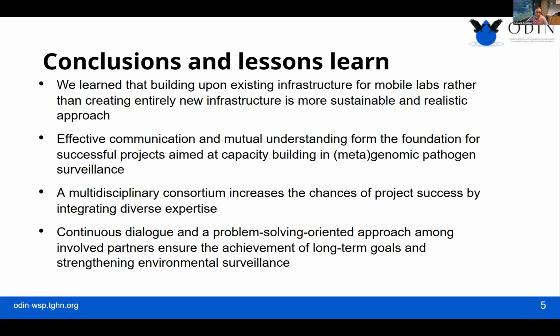And of course, again, as Daria mentioned, communication and mutual understanding form the foundation for a successful project aimed at capacity building. And the last one is that continuous dialogue and a problem-solving oriented approach among the involved partners ensure the achievement of long-term goals and strengthen environmental surveillance. Thank you very much. That's it from me.